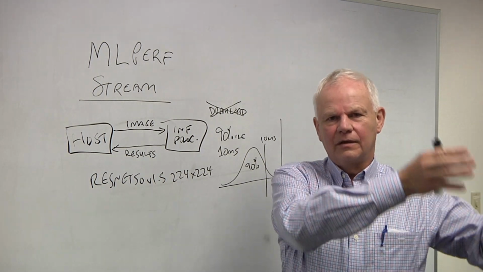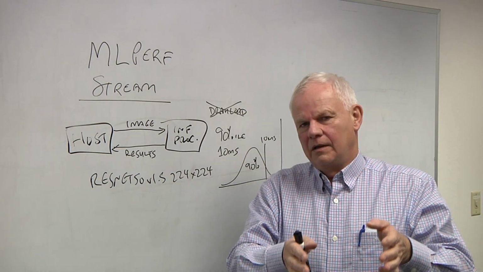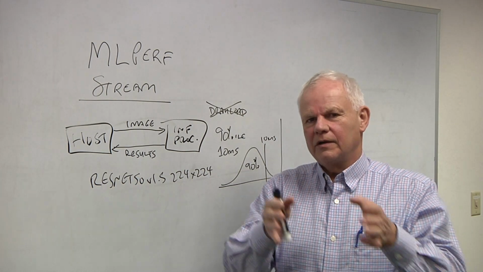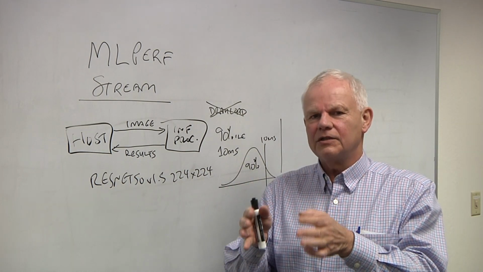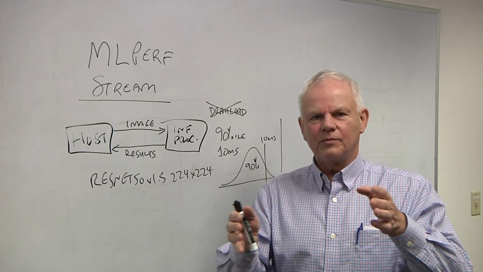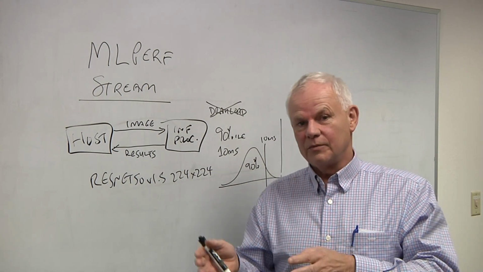Capturing the image is part, cleaning up the image is part, processing it through an inference processor is part, and then there's some decision engine that decides, oh, that pedestrian is moving in front of me, I have to slow down, I have to move, whatever.